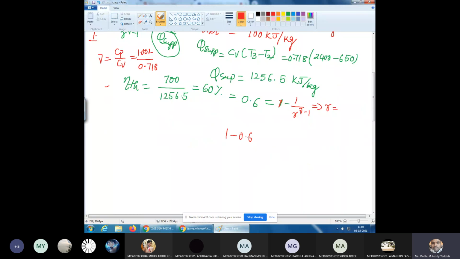So 1 minus 0.6 is equal to 1 by r power gamma minus 1. So r power gamma minus 1 is equal to 1 by 0.4. Okay, and what we need to do, how do you calculate it? Which implies r power 0.4 is equal to 1 by 0.4. r is equal to 1 by 0.4 whole power 1 by 0.4.